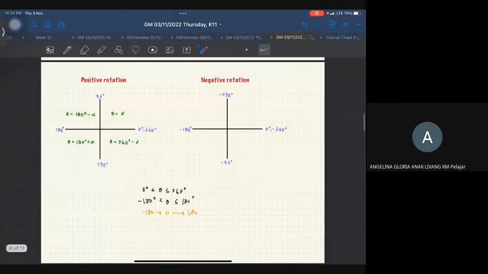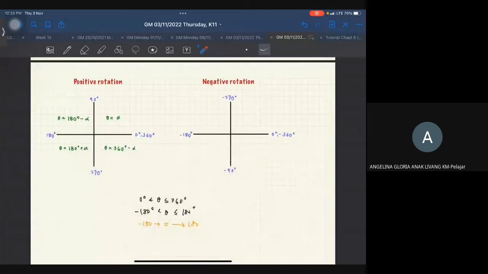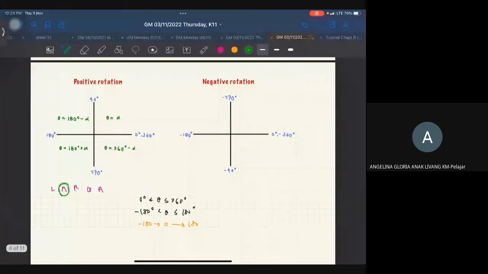Positive rotation. So sebenarnya daripada kita punya steps, so kita gunakan steps LARQA, L-A-R-Q-A untuk solving trigo equations. Okay, so second step is where you need to find your alpha. Okay, so alpha nama lain dia adalah reference angle ataupun basic angle. Okay, so tapi kita sebenarnya bukan nak cari alpha, kita nak cari theta. Tapi alpha is going to help you to find the theta, the angle that we want to find.